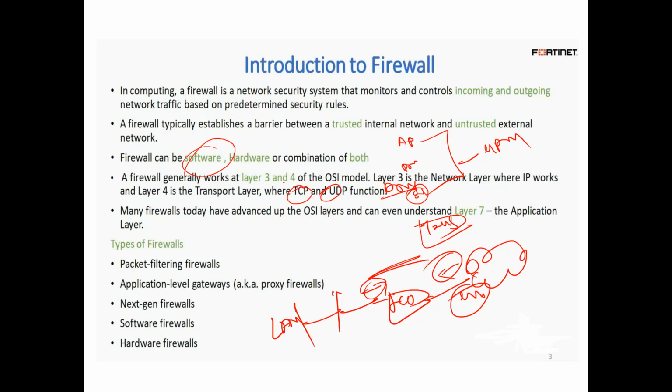So layer 3 means IP, and layer 4 means the port number and the protocol number or protocol type come under that. These are the functionalities that the firewall generally performs. But nowadays firewalls are capable of monitoring and inspecting from layer 1 to layer 7. Okay, so I believe this is clear for you guys.